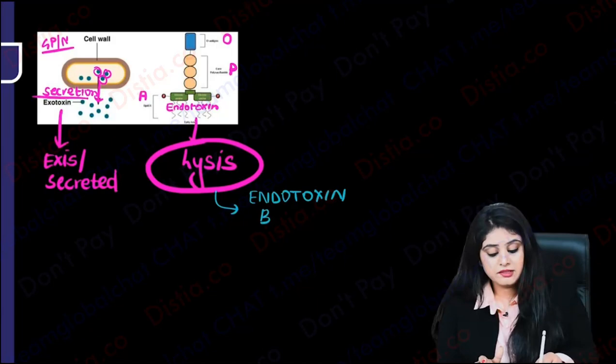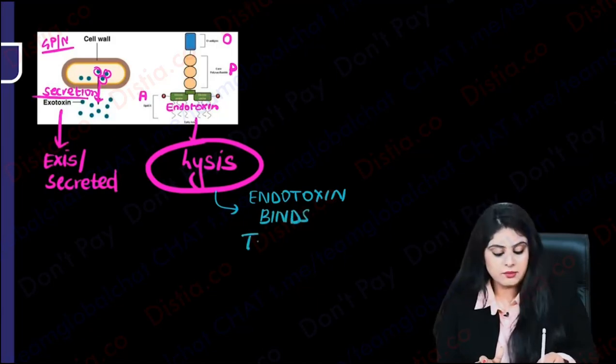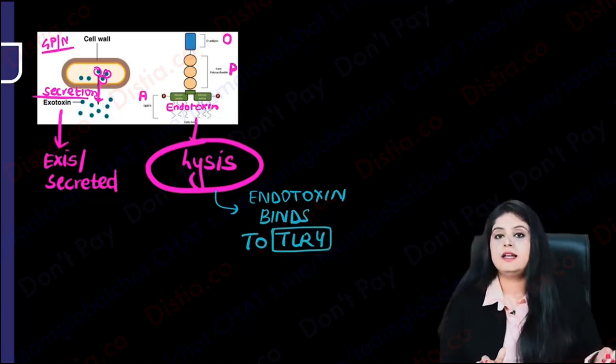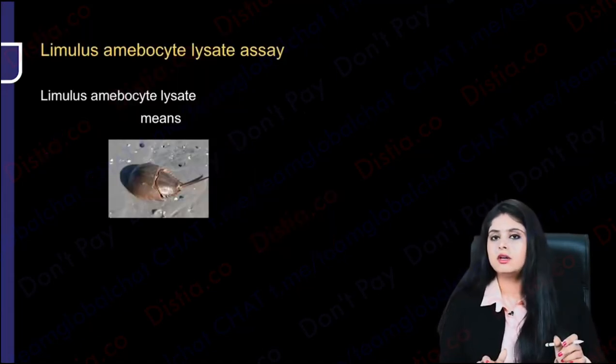Endotoxin binds to, and yes, in pathology I have taught you toll-like receptors. It binds to toll-like receptor 4. It binds to TLR4. So you will say, ma'am, is there any test that you can do in your microbiology lab?